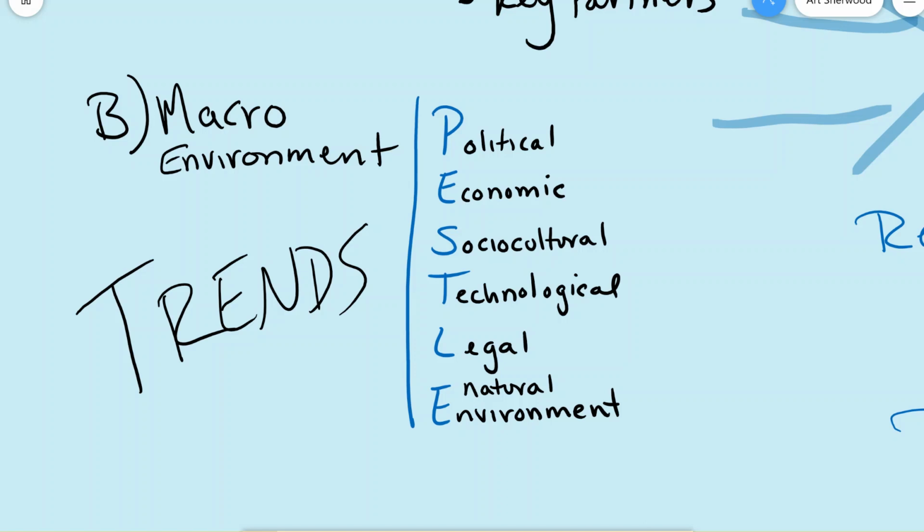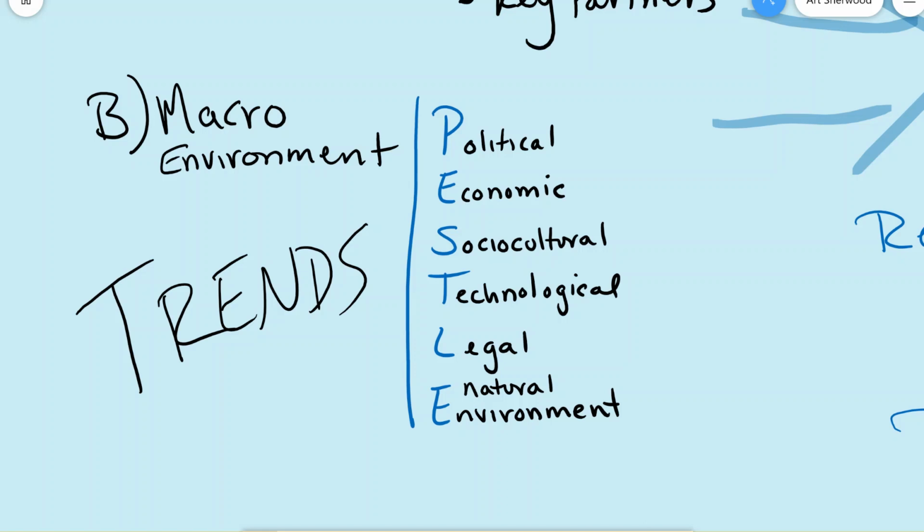So political speaks for itself, what's happening in politics. Economics, what are the trends related to the economy, locally, regionally, nationally, globally. Sociocultural trends are things around our culture and things that are changing in our society. Technology is technology, and the tools that we use to get our work done. Legal might be legal things that are changing, laws that are changing.